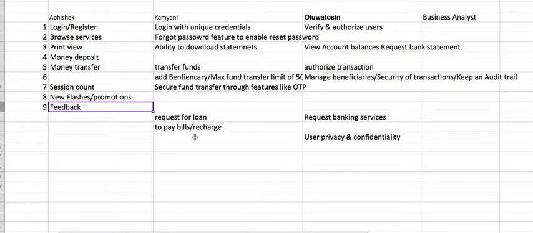Okay, and now feedback, you have mentioned, others have not mentioned. Now here the loan and the bill payment are there. Have you mentioned loan? No, you have not mentioned, right? No. For me, the loans and bill payment are basically services, because those will come under services which the bank will provide.